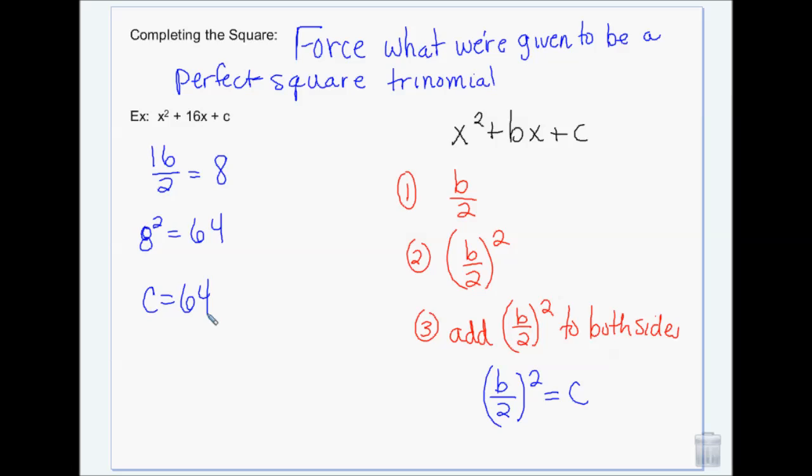And then what that means is I would then have a perfect square trinomial, which would then be factorable. So what I did is I created a C that would give me a perfect square trinomial that would make it factorable.